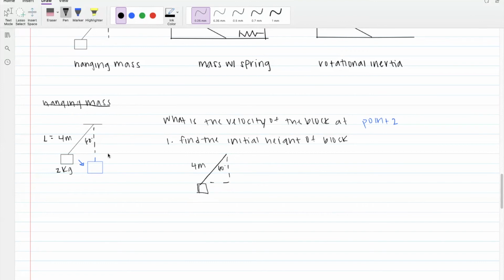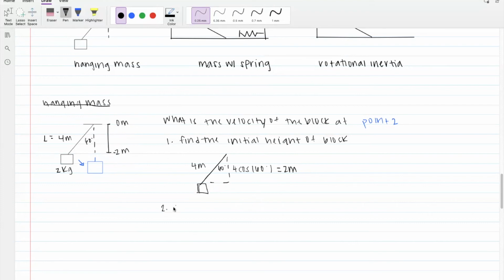So the height of the block, let's name this portion the 0 meter mark. The height of the block is going to be the y component of this string. Because it's adjacent, we use cosine of 60 degrees, so that's going to yield 2 meters. So this block is going to be, I guess, negative 2 meters, because if we're assigning this as 0, going down is negative, 2 meters from where the string originates from.